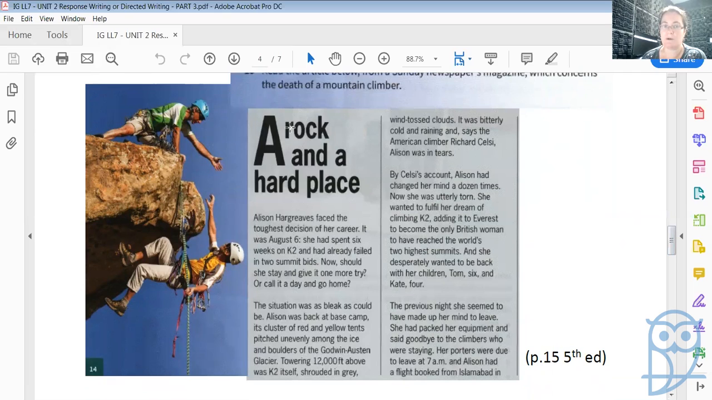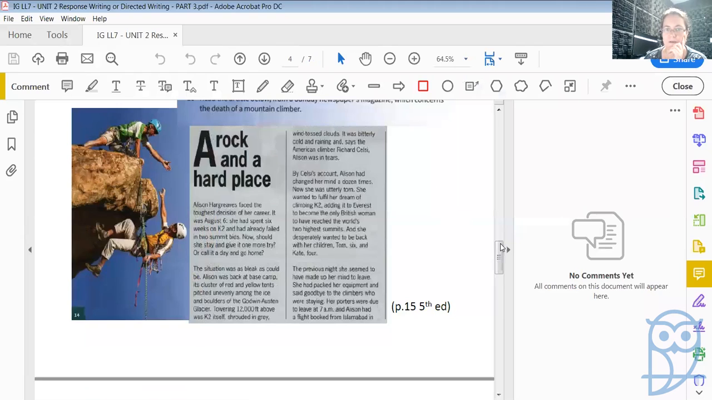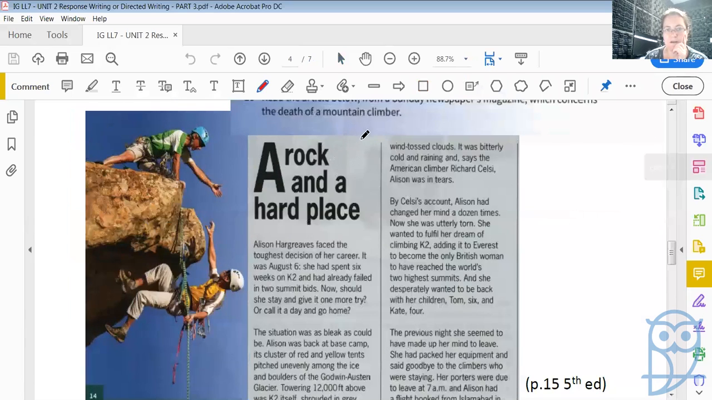So when we talk about bold, I'm talking about how thick these letters look. It's in bold font. So let me just write that for you. Comment: bold font. This is bold font, right? Bold font. Okay, a rock and a hard place.